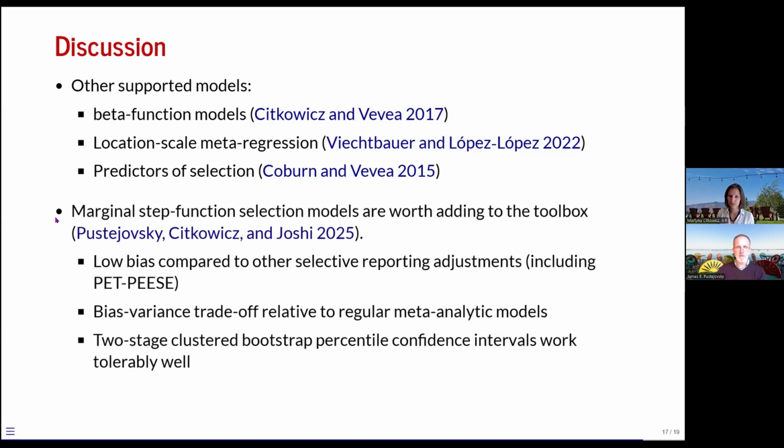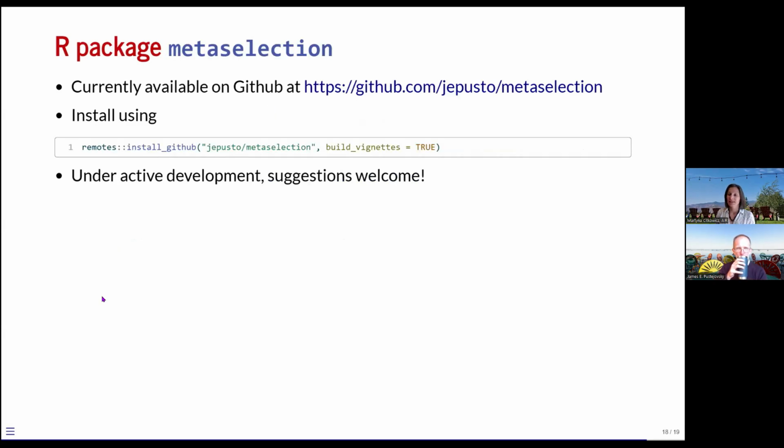Now, we might be biased, but we do think that adding the marginal step function selection models to your meta-analytic toolkit is worthwhile. So we do have a preprint that presents a thorough investigation of the step function selection model using a simulation study. Our simulation studies show that bias is low compared to existing selective reporting methods such as PET-PEESE. There is a bias variance trade-off relative to the standard meta-analytic model. However, employing bootstrapping, particularly the 2-stage cluster bootstrap percentile approach, leads to close to nominal coverage rates for the mean estimate.